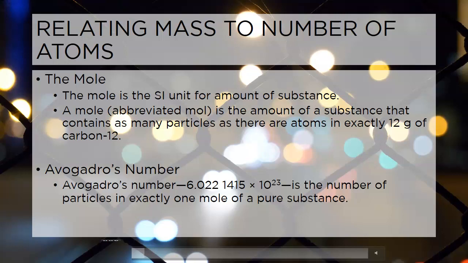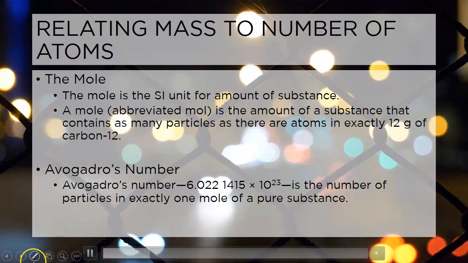So today we're going to talk about the mole. And remember from earlier, we said the mole is the SI unit for amount of substance. So just like if I have a dozen donuts, we know exactly how many donuts I have. I have 12, right? So if I have a mole, I have this number called Avogadro's number.